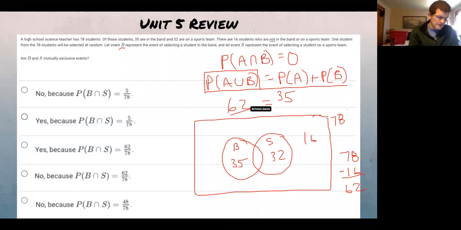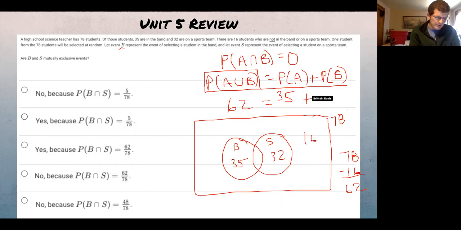We could put all this over 62, and that's technically the probability. So that is maybe a better way of thinking about it. But I just want to talk about it in terms of raw numbers. So these numbers have to add up to 62 for these to be mutually exclusive.